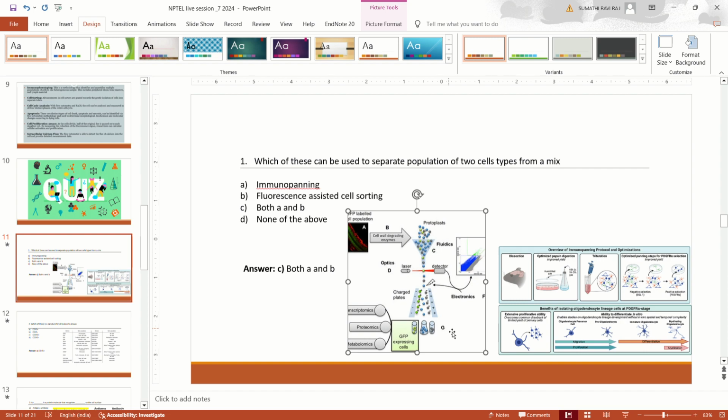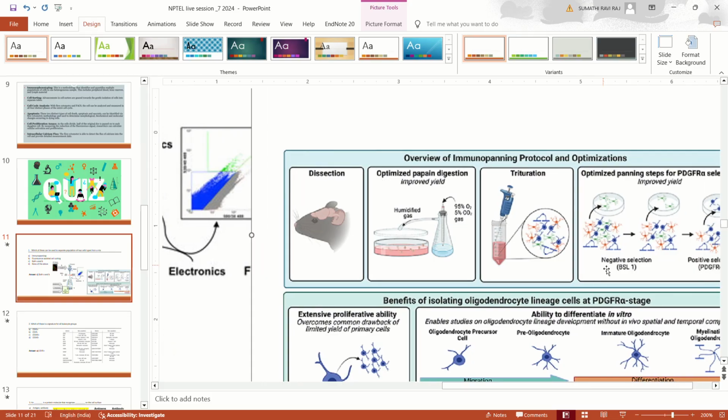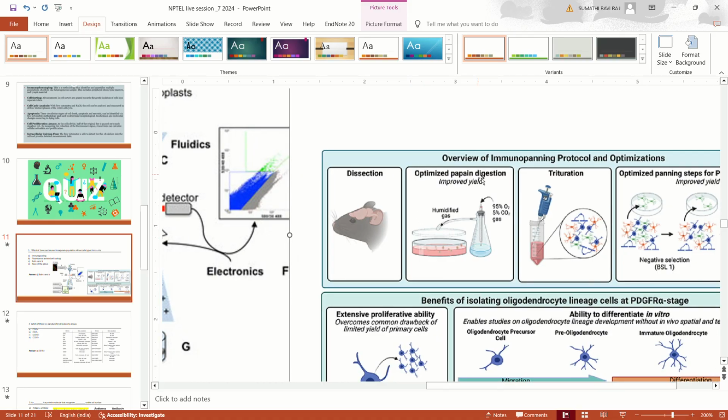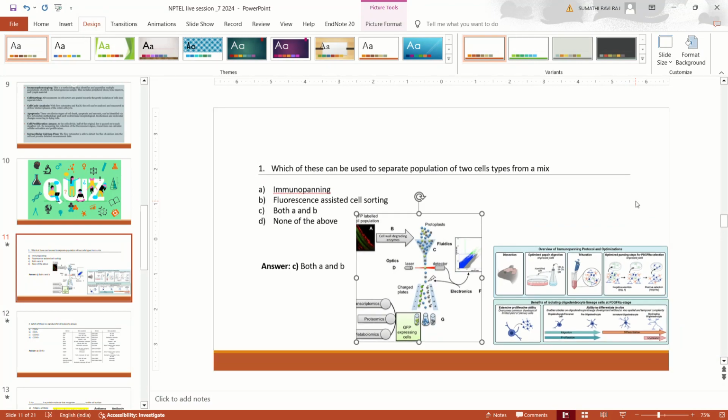Okay, then let's see what immunopanning is. This is a simple overview of it. When you take an animal model, after dissection, we optimize by papain digestion because you need separated cells, and then you will have trituration, and then optimized panning steps for your particular antigen or antibody, whatever you have for your cell of interest for the selection. Your cells will be selected using that particular antibody.